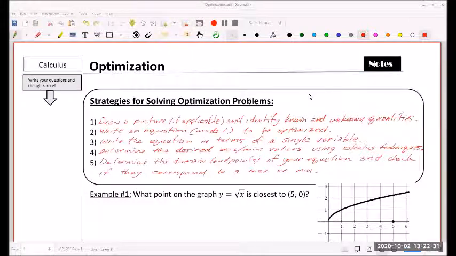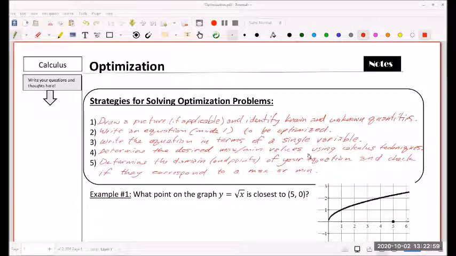Hello everyone. In this video, we're going to talk about and solve some optimization problems. Here are the strategies for solving optimization problems. First step is to draw a picture if it's applicable and identify the known and unknown quantities. Then you want to write an equation, which is your model, to be optimized. What you want to try to do is then write that equation in terms of a single variable.